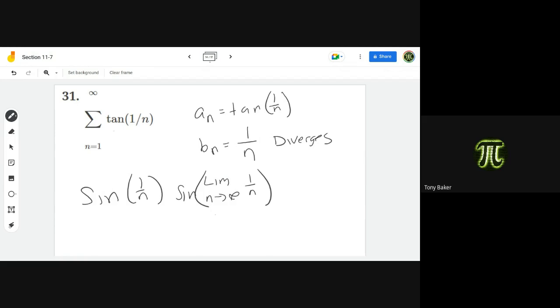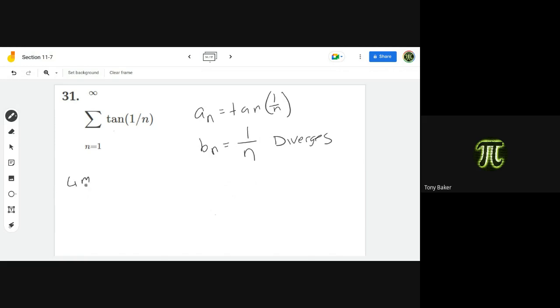Yes, sine is continuous. Tangent is not. So I can't tell over this range if tangent is continuous, and therefore I can't do this. This works if it's continuous. So that's why that doesn't work. So this one you actually do have to do a limit comparison test. We're going to take the division of it.